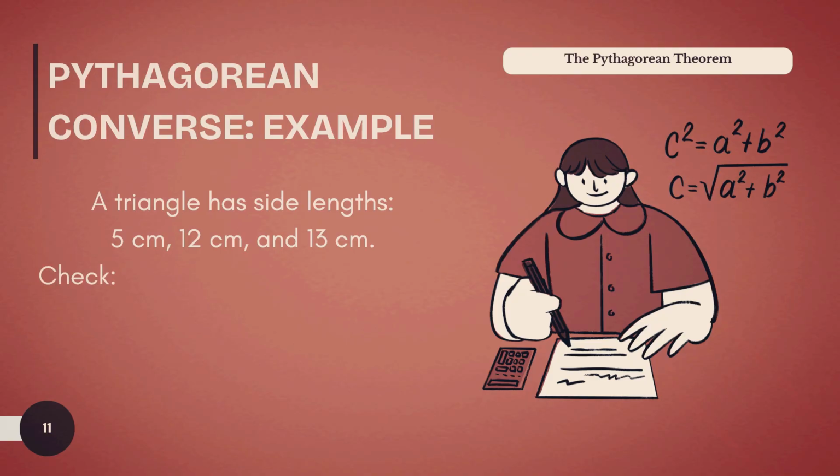A squared plus B squared is equal to C squared. First, we're going to square the legs. So we have 5 squared plus 12 squared is equal to 25 plus 144, and it gives the answer of 169. Then, let's square the hypotenuse C. So 13 squared is equal to 169. Since the square of the longest side equals the sum of the squares of the other two sides, we can conclude that this triangle is a right triangle.